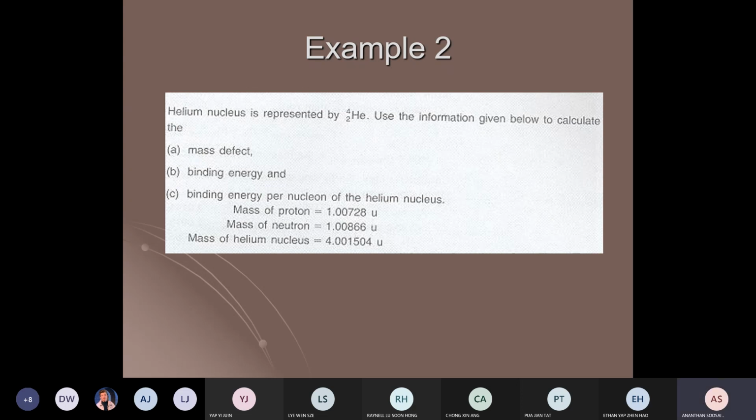Just figure out some idea how you're going to go about this question. What formula do you think you use? What are you going to do? What are you going to measure first?